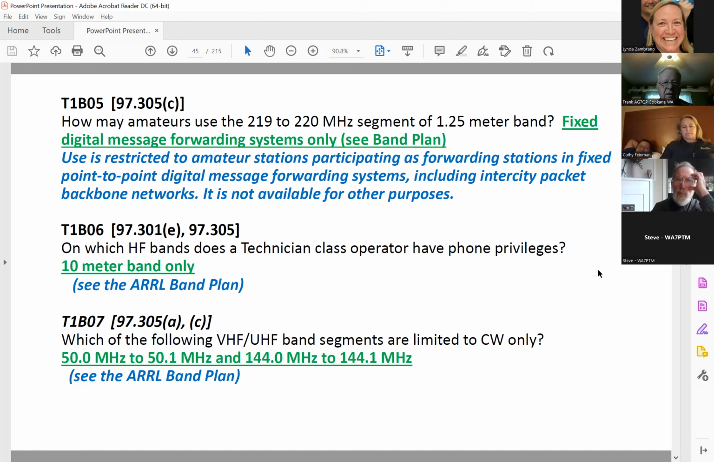On which HF bands does a technician class operator have phone privileges? The 10-meter band only. Which of the following VHF, UHF band segments are limited to CW only? And they're listed there. 50 to 50.1 and 144 to 144.1.